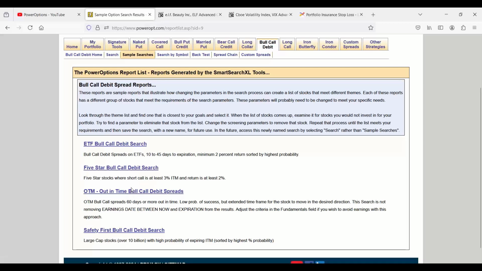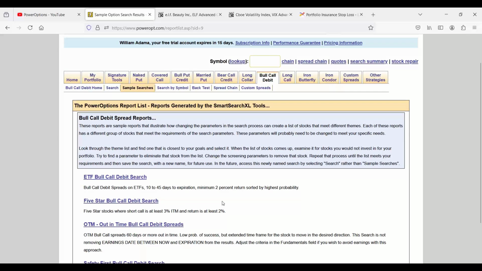So positions that have closer to a 1-to-1 risk-reward ratio, but they're closer to 60 to 90 days out in time rather than weekly, 20 or 30 days out in time as well. And then you've got their 5-star. This is bullish now, so these are slightly different. The 5-star rated stocks, bull call debit search. There's the ETF one. And safety first, large cap stocks over 10 billion market cap with the high probability.